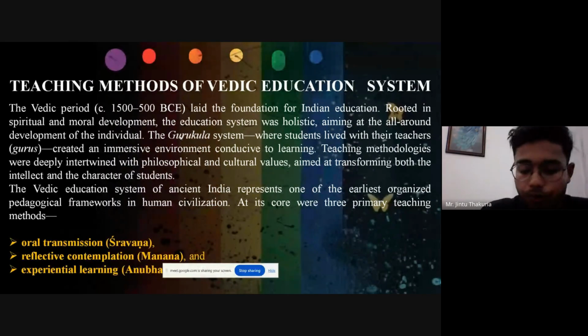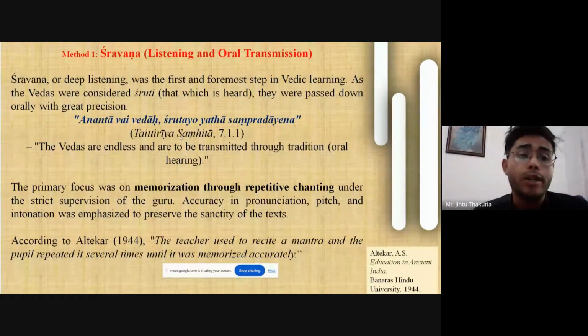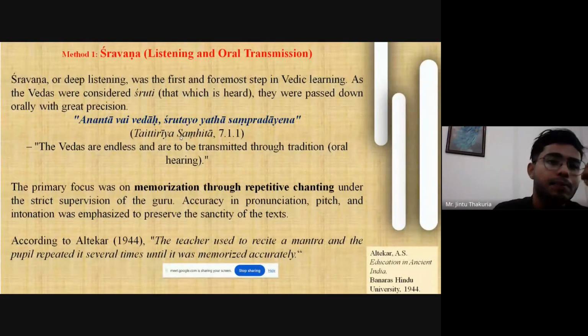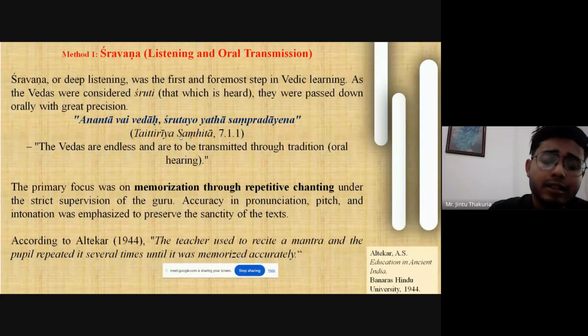Now let us go through all of them one by one. The first one is Shravana, that is listening and oral transmission. Shravana is not mere listening, not just hearing. It is deep listening with attention. It is the first method that was applied in the Vedic education system, because the Vedas were considered as Shruti. Shruti means that which is heard. They were passed down from one generation to another orally.